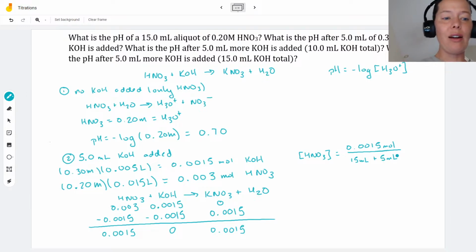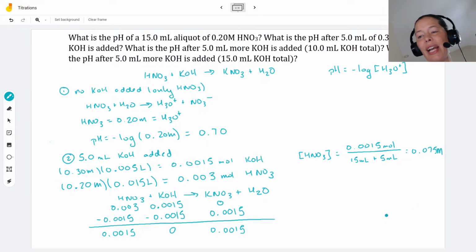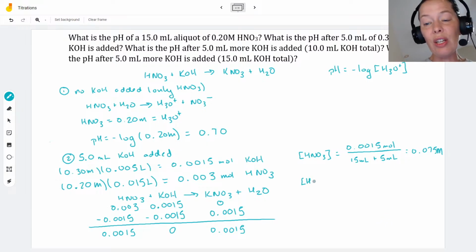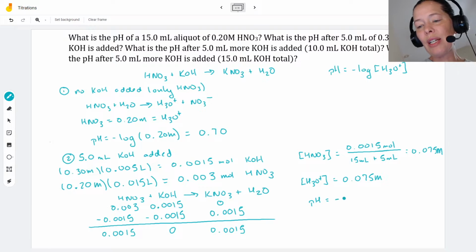Now, the key thing here is, of course, you need to convert that into liters. But that will give you your concentration, and I have done that calculation, and we get 0.075 molar for our nitric acid. That is our concentration of hydronium ion. Again, we've got a strong acid. It's a 1-to-1 ratio, so it is the same concentration, which means when we calculate our pH, we're going to take the negative log of 0.075 molar. Okay, and that will give us a pH of 1.12.